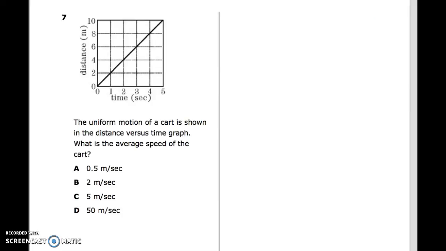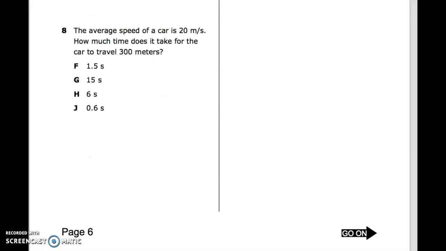Distance, time. Number 7. The uniform motion of a car is shown in the distance versus time graph. What is the average speed of the car? Number 8. The average speed of a car is 20 meters per second. How much time does it take for a car to travel 300 meters?